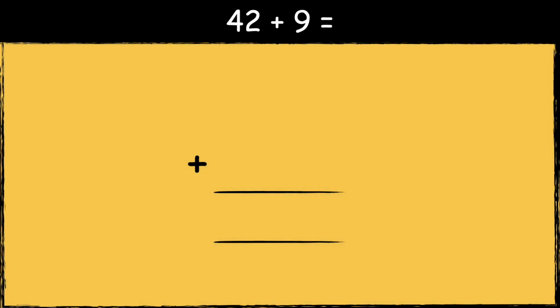Here's the next example. 42 add 9. Remember to line your numbers up correctly. The number 42 has 4 tens and 2 ones. The number 9 has 9 ones. So now we're ready to add the digits in each column.